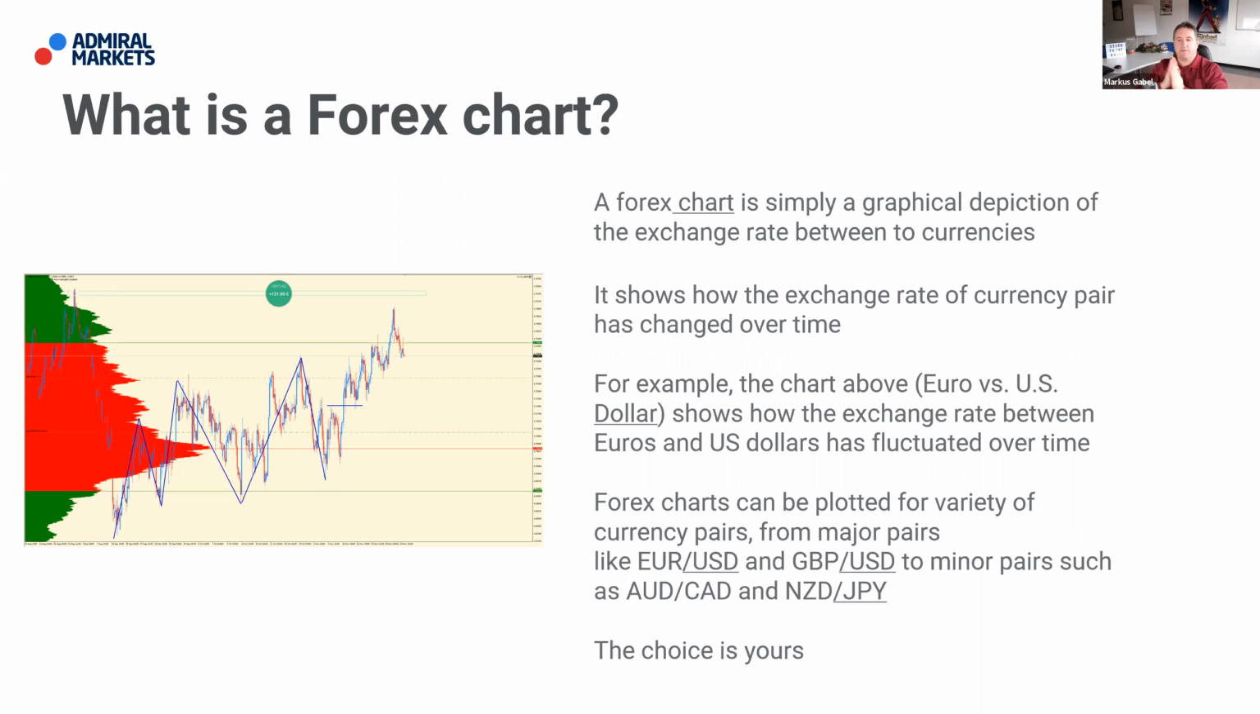Forex charts can be plotted for a variety of currency pairs, from major pairs like Euro-USD and British Pound-USD, to minor pairs such as Aussie-Canadian dollar or New Zealand-Japanese yen. Maybe you heard it for the first time. We divide between major pairs, minor pairs, and a third group of currency pairs. First one is major, second one is minor, and what is the third one? Do you know that?